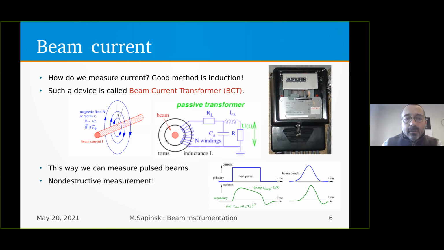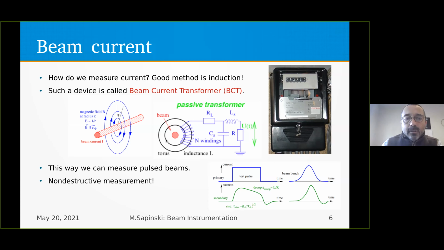So you have various things here. There is a droop time. If your test pulse is very long, then it drops to zero, and this is why you cannot measure a DC beam in this way. However, what is important is that it is a non-destructive measurement. You can keep this device switched on all the time, and it doesn't really affect the beam, except for quantum effects, but as we said already, they are not important.